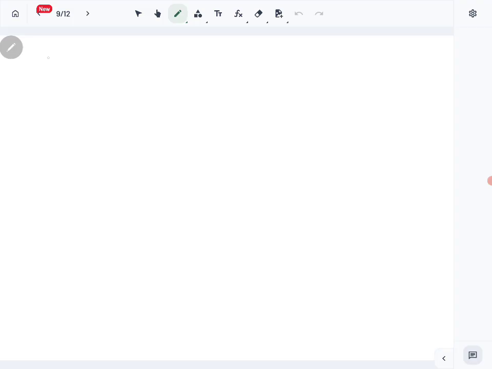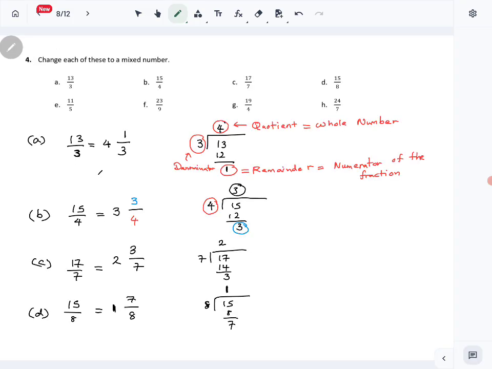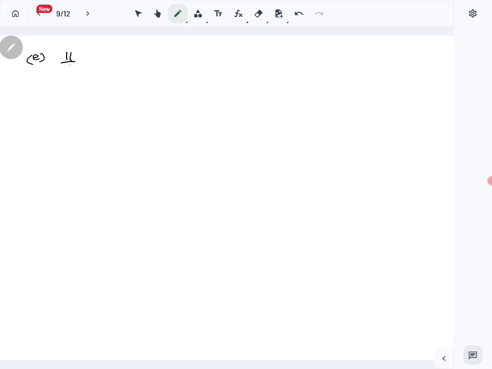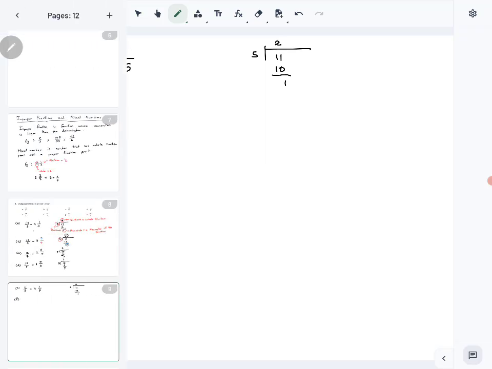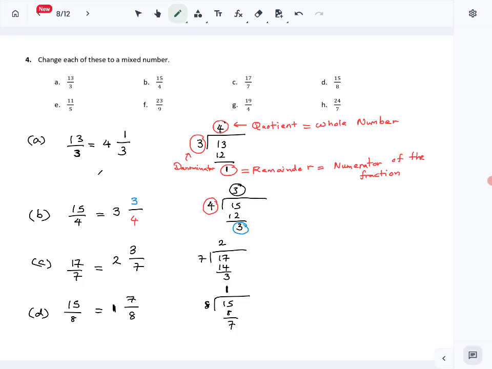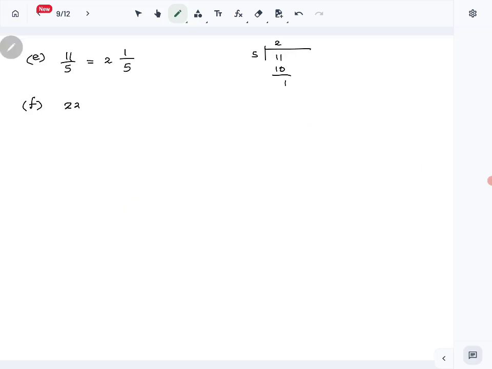Now let's do the next one. 11 over 5. Do the long division. You have 2 fives inside of 11, or 2 times 5 is 10. The remainder is 1, so the whole number is 2. The numerator is the remainder 1, and the denominator is 5. So that's the answer. Next one. Let's see, what's the next one? 23 over 9.